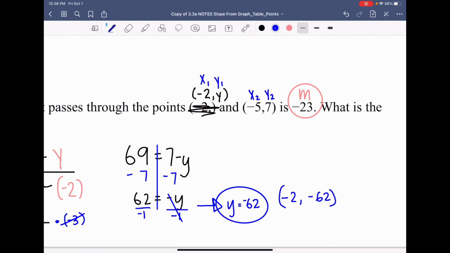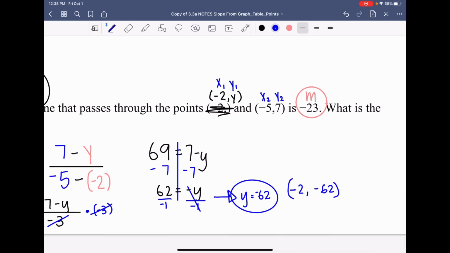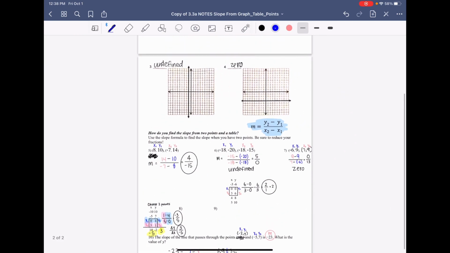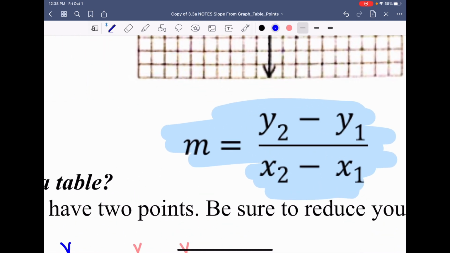All right. So remember, when we're finding slope, we're just going to use our slope formula, especially if it's between 2 points. If it's on the graph, we're going to count our rise over run.